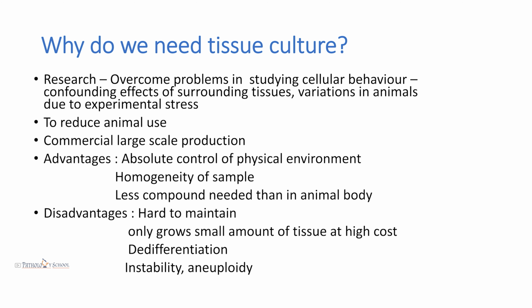So why do we need tissue culture? The main use of tissue culture currently and earlier was also research. It overcame the problems in studying cellular behavior, the confounding effects of the body and the subject, and the variation in animals due to experimental stress. So these were minimized because they were in a controlled laboratory environment. The ethical aspect of animal use was also overcome. So it reduced the animal use. Then it also helped us in commercial large-scale production, like we saw in the cervical cancer vaccine.